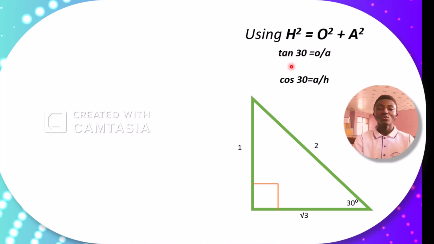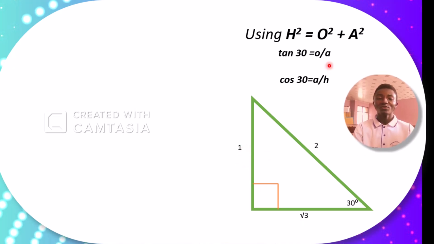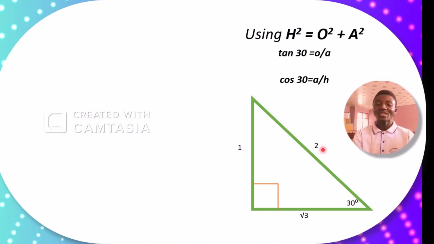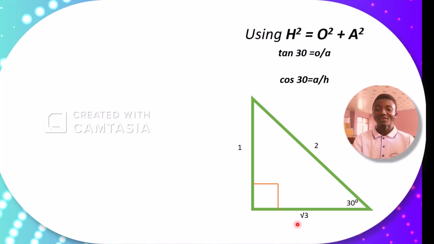It is simple. Don't forget, always when you hear tan, it means opposite over adjacent, and we already knew that opposite is this one and the adjacent is this. So if we want to find tan 30, it becomes what? 1 over root 3, right? And also cos 30, don't forget adjacent over hypotenuse. So this being the adjacent and this the hypotenuse, it is root 3 over what?